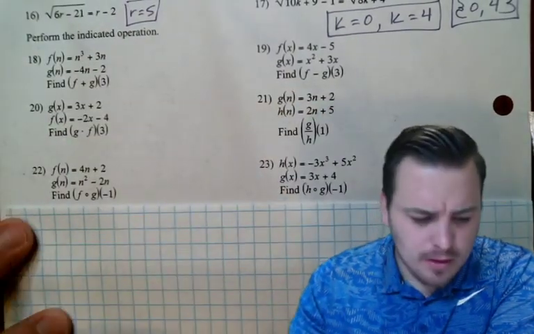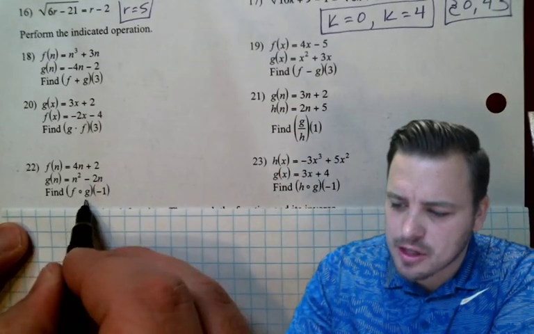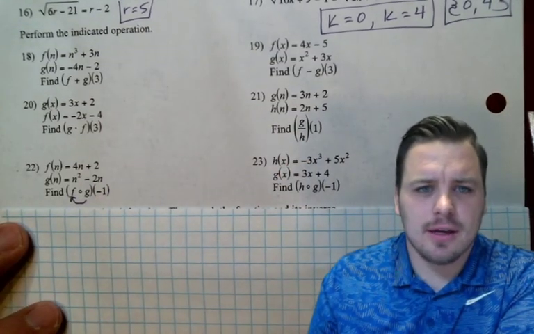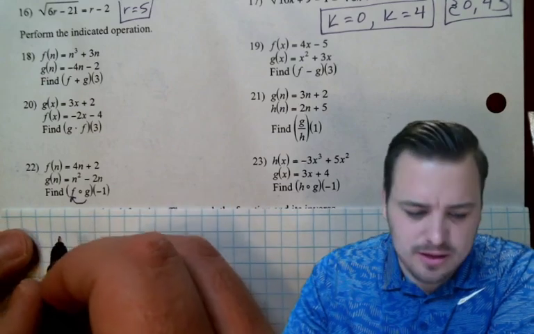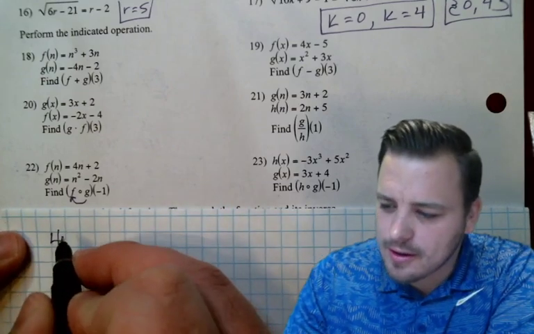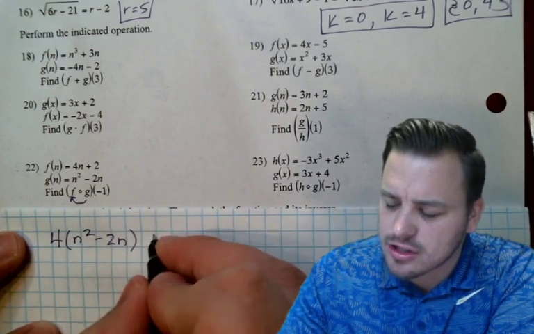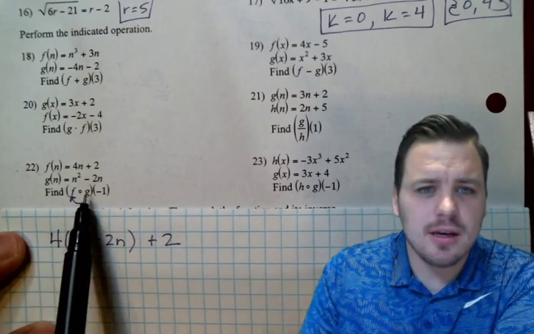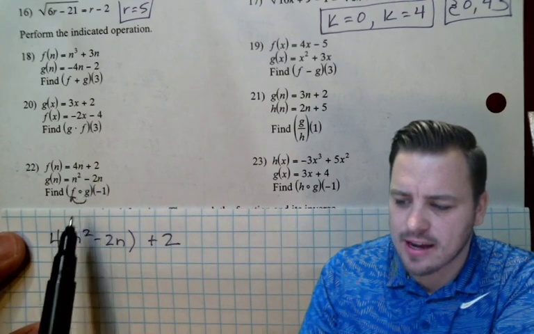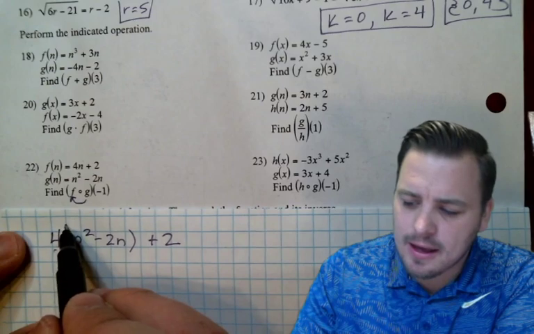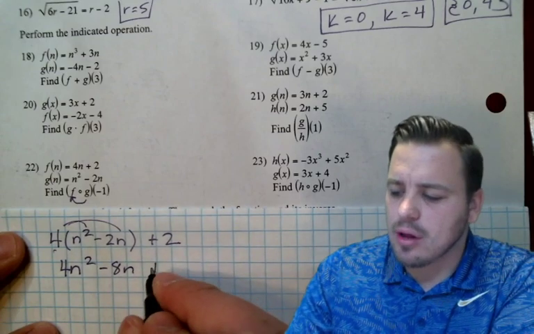So looking at this one, we want to find f of g. So again, guys, if you remember, that's putting g into f. I'm going to put whatever g of n is into the n of f of n. So that looks something like this: 4 times n squared minus 2n plus 2. So I'm putting g into f, into the n of f. So n squared minus 2n into that n: 4 times the quantity of n squared minus 2n. I distribute, and I get 4n squared minus 8n plus 2.